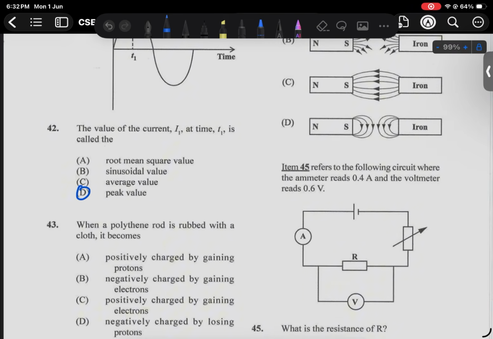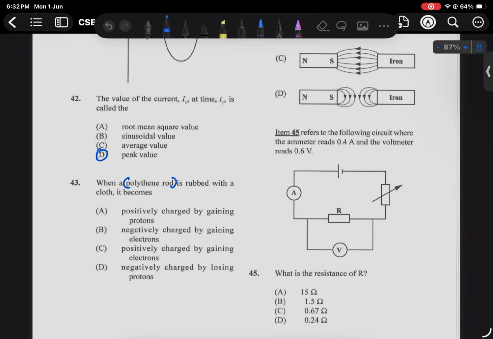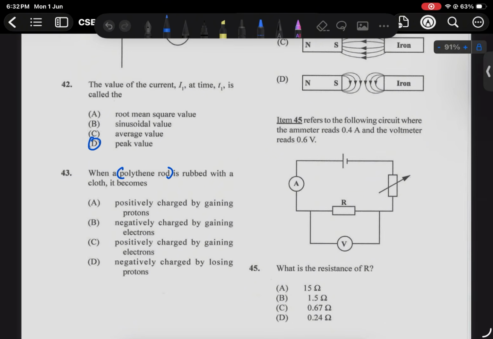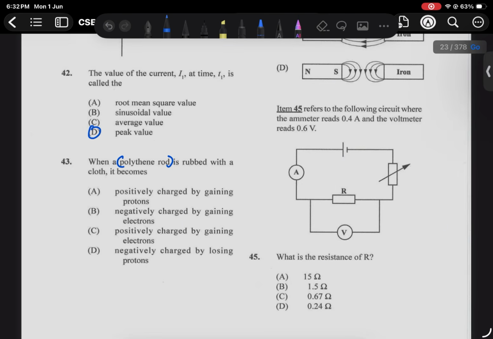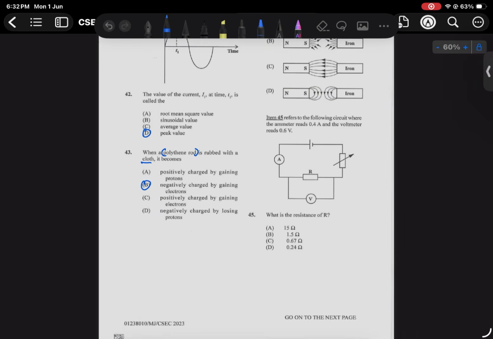When a polythene rod is rubbed with a cloth, it becomes... so you know that polythene has a tendency to gain electrons. It's lower on the electrostatic series than cloth is. So it'll become negatively charged by gaining electrons.